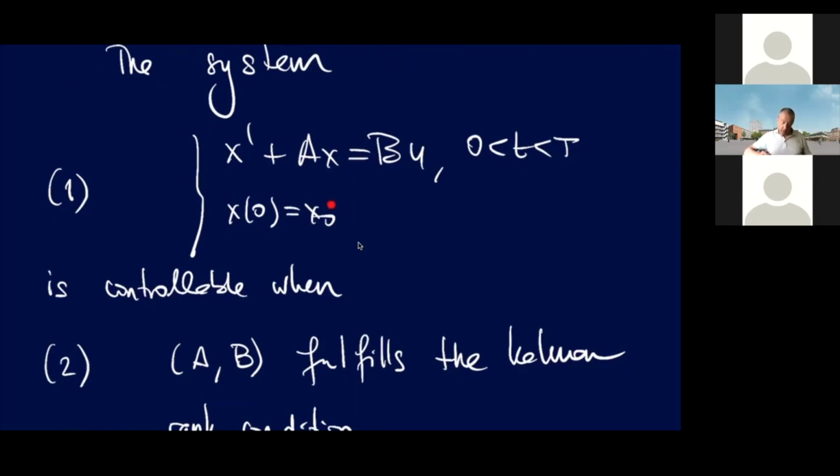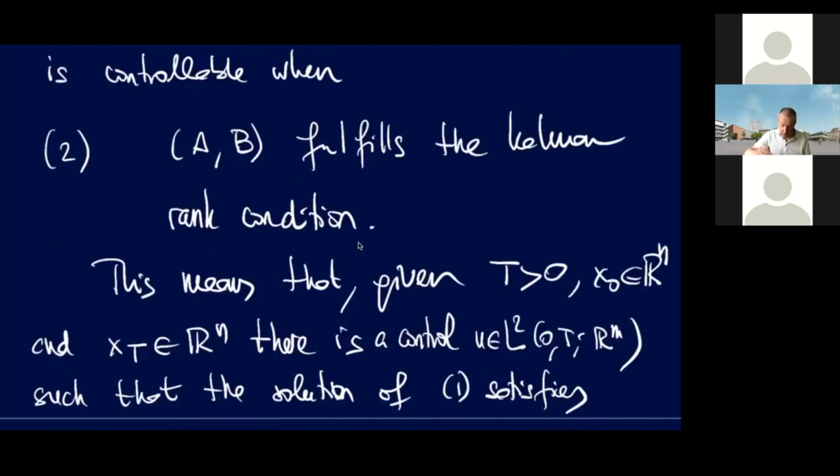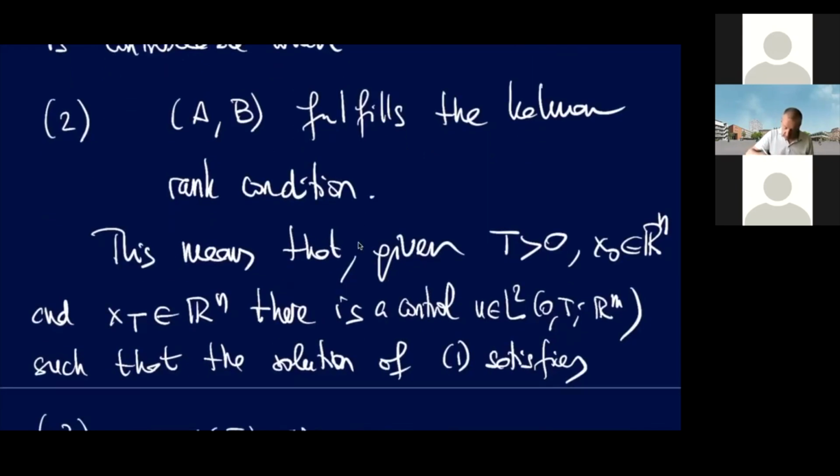So we are given an initial datum, and we know that the controllability of the system is guaranteed when A and B fulfill the Kalman rank condition. Remind you that the Kalman rank condition is that the rank of B, AB, up to A^{N-1}B is equal to N.